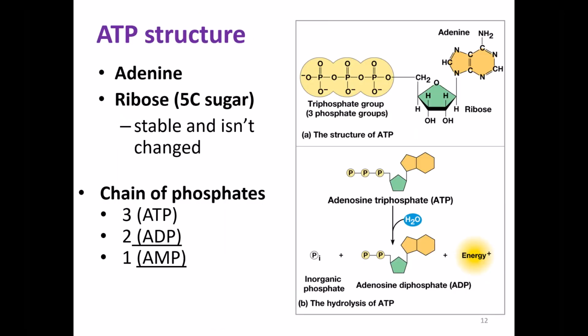So we've talked about ATP a few times already, but ATP has adenine and then ribose, which is a 5-carbon sugar. This part doesn't change, and then there's 3 phosphate groups in ATP. 1, 2, 3. Oftentimes they simplify it and just show you little P's here for the phosphate groups of ATP.